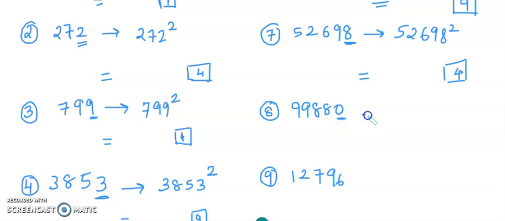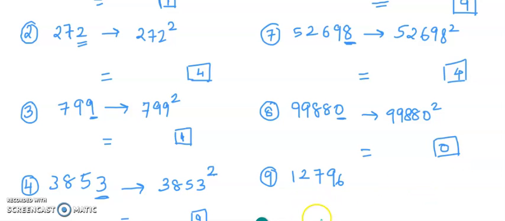The last digit is 0, so automatically the end digit, I'm sorry, 99880 square. So the perfect square will also end with 0. But how many zeros? 2 zeros. Okay, but we don't have to write both. We will write only one because we will mention the units digit only.